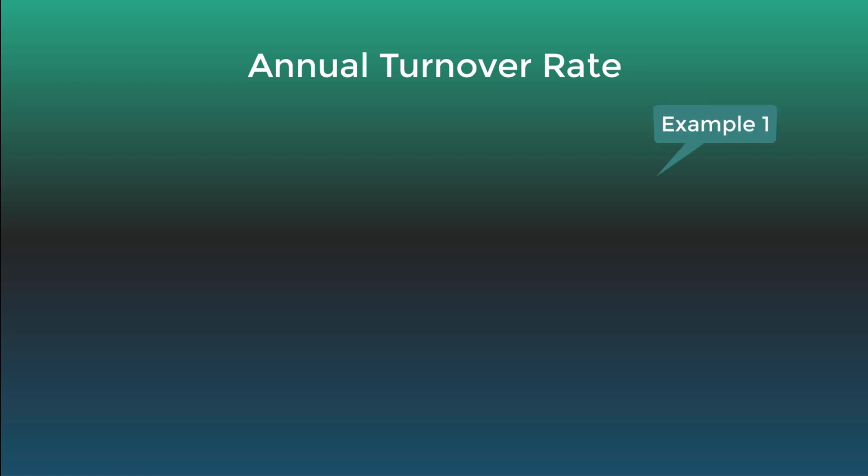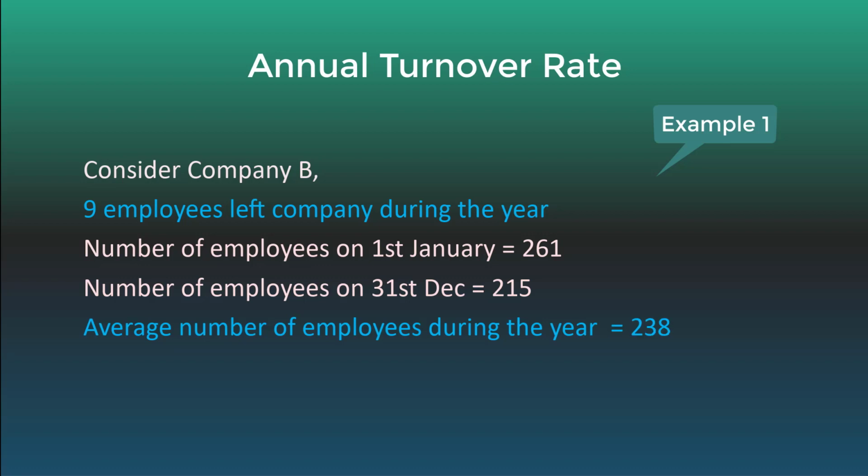Some organizations calculate annual turnover rate. To explain this, let's consider an example of company B. In this company, 9 employees left during a year, and the number of employees on the 1st of January was 261, while at the end of the year the number of employees was 215. So the average number of employees during that year was 238.